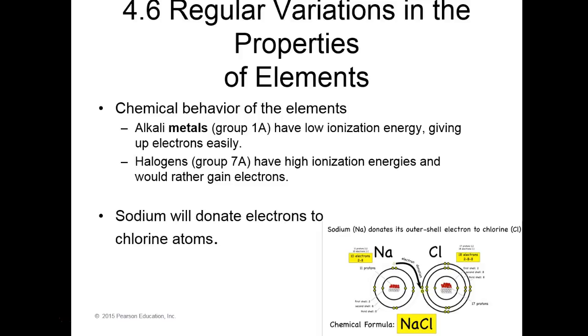So with the chemical behavior of the elements, the alkali metals are group 1A, and hopefully by now you have your periodic table out and you have your groups labeled. Group 1A has a very low ionization energy. It gives up electrons very, very easily. You can see sodium, being on the far left-hand side of the periodic table, loves to give up electrons. The halogens, or group 7A, way over on the right-hand side, have a high ionization energy and would rather gain electrons. So if you look at where sodium is on the periodic table and you look at where chlorine is, you can see that sodium will donate those electrons to the chlorine atoms, as depicted here.